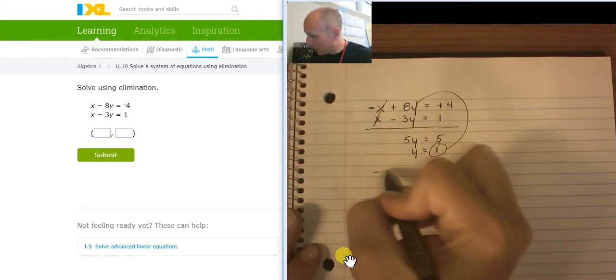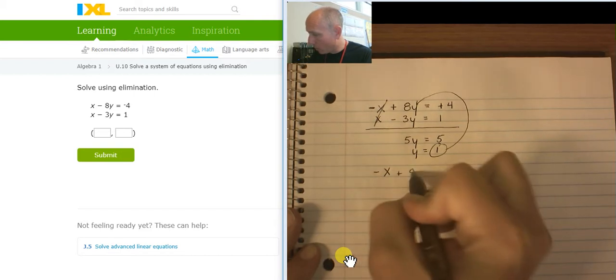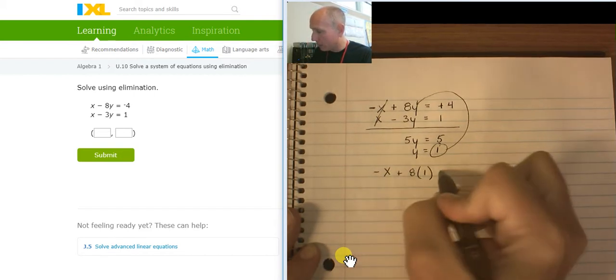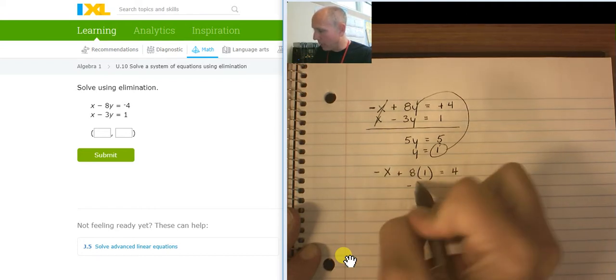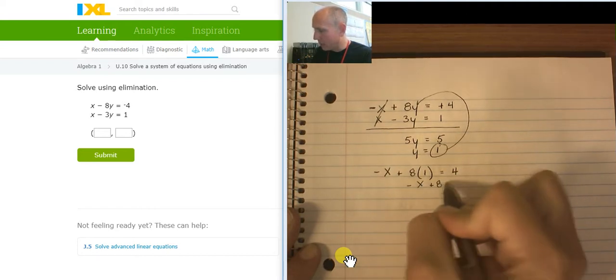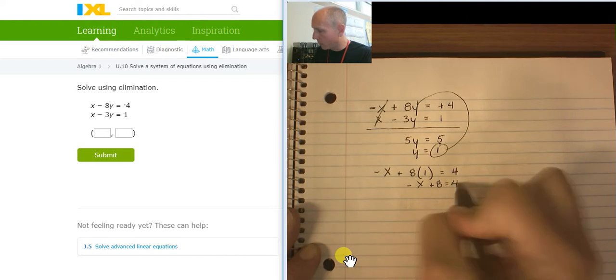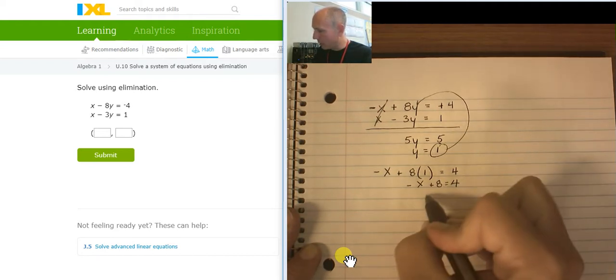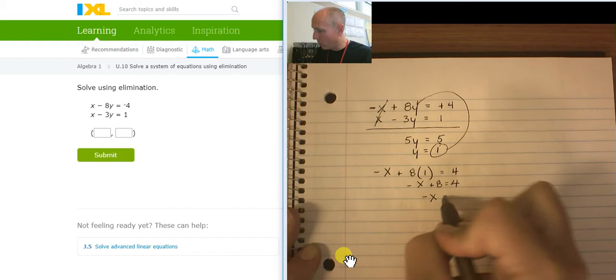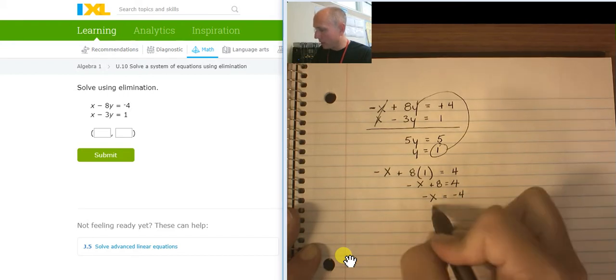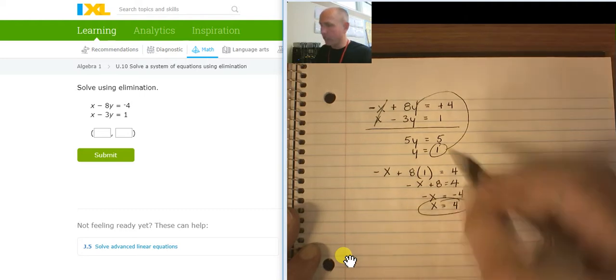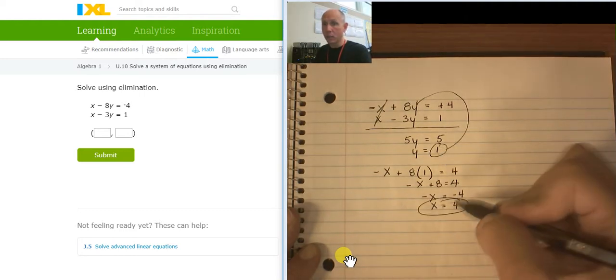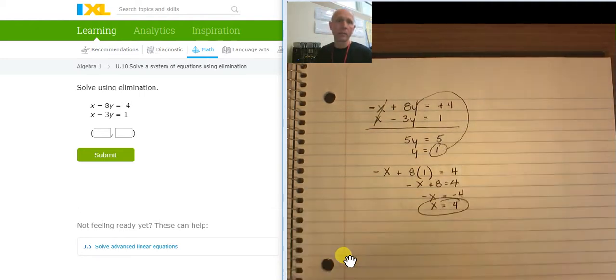So negative x plus 8y, but y is 1, equals 4. Negative x plus 8 equals 4. Subtracting 8 from both sides, negative x equals negative 4. Dividing both sides by negative 1, x equals 4. So my point is 4 comma 1.